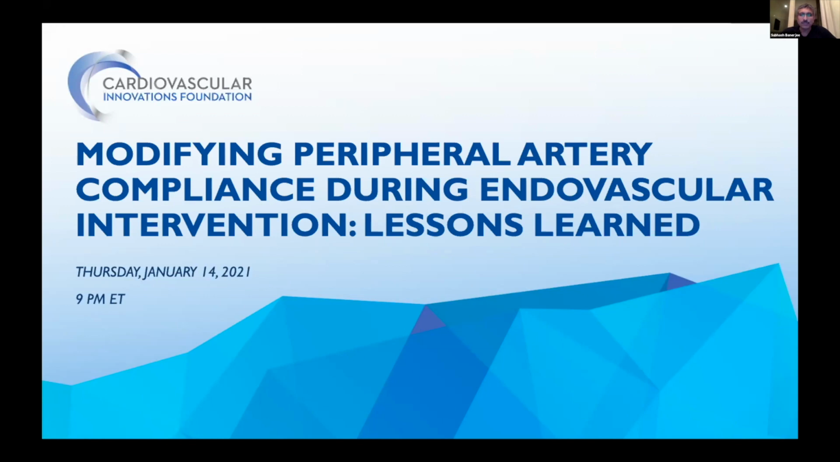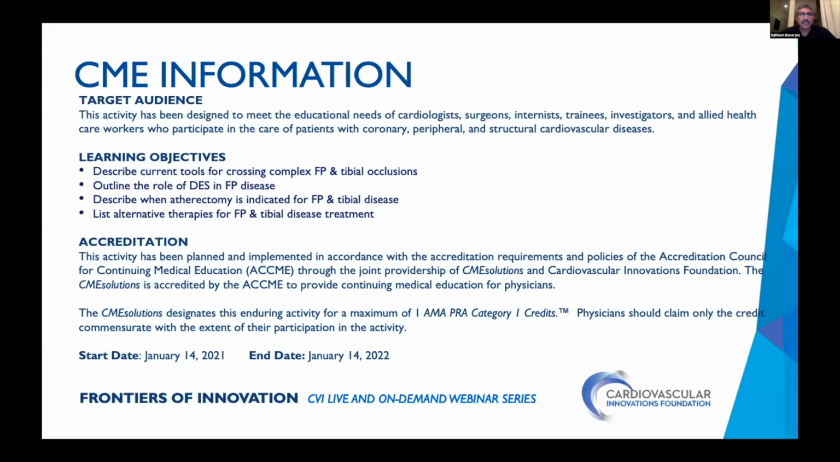Let me go through some of the CME slides, as this is a CME presentation, and the learning objectives are highlighted on your slides: current tools for crossing femoropopliteal and tibial lesions, which you will see displayed in our presentations today, outline the role of DES, describe when atherectomy is indicated for femoropopliteal and tibial disease, and list alternative therapies for these regions.